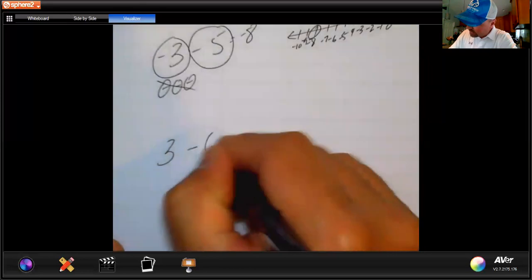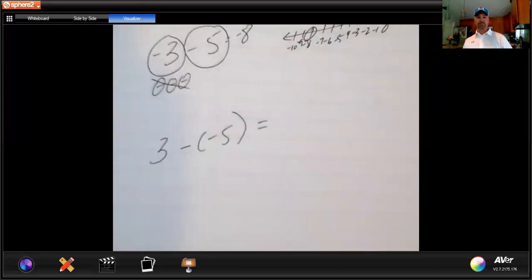3 minus -5. 3 minus -5. What I want you to do real quick, I mean, if you already know how to do this, then fine, go ahead and do it. But if you are really learning this, go ahead and pause your screen. Okay? Pause your screen. Do whatever you want to do to try and figure out what this is on your own. Okay? Don't use a calculator or look it up. And think about what you think this answer would be. 3 minus -5. Okay? And then come back.